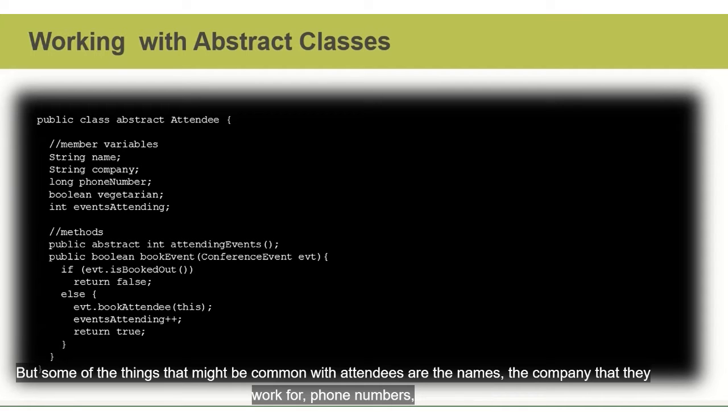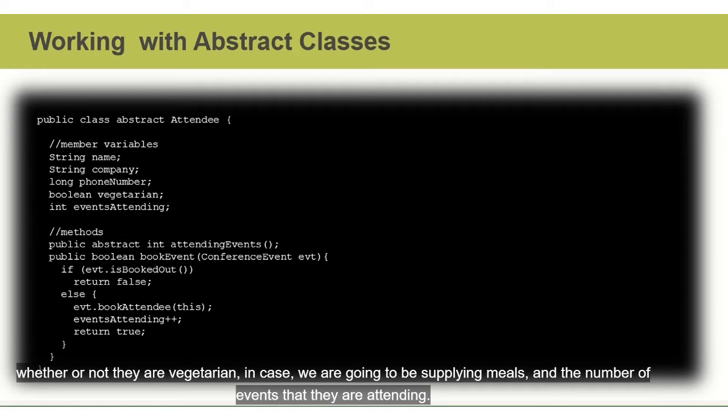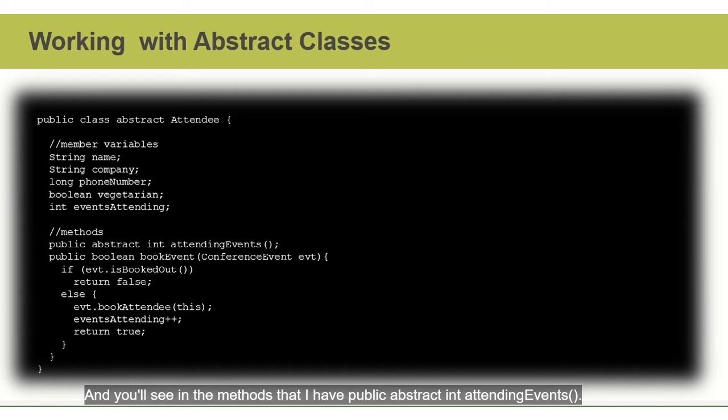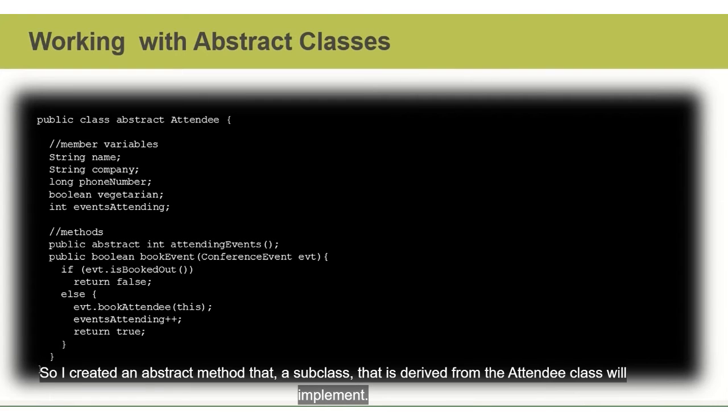But some of the things that might be common with attendees are the names, the company that they work for, phone numbers, whether or not they're vegetarian, in case we're supplying meals, and the number of events that they're attending. And you'll see in the methods that I have public abstract int attending events. So I've created an abstract method that a subclass that is derived from the attendee class will implement.